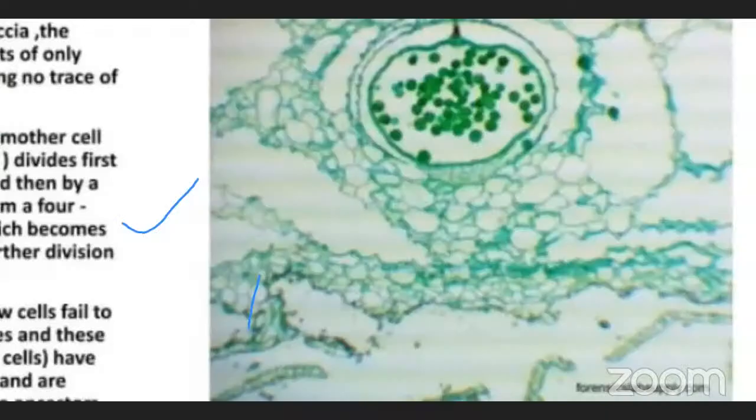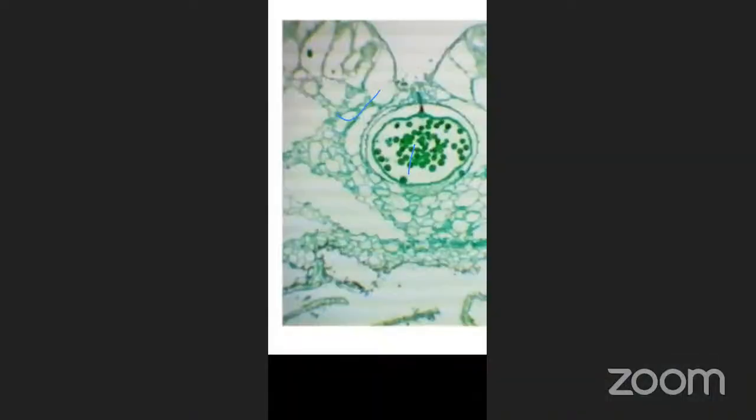Single layer capsule wall is there. Then the endothecium becomes the archesporium. The internal, inner type we call the endothecium, that endothecium again develops as the archesporium. So archesporium is nothing but sporogenous tissue.